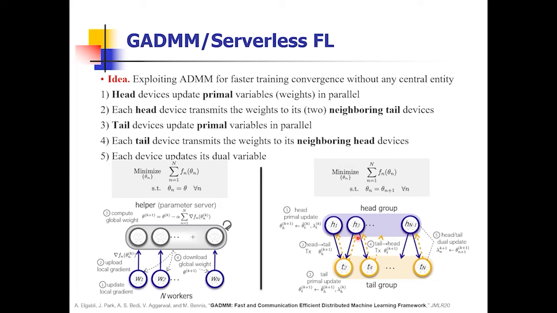The idea here is that we would have a set of workers, which we divide into a head group and a tail group. The head group includes the head indices of the workers, and likewise for the tail group. Now what we do is that every head device will update its primal variables in parallel. Then each head device will transmit its weights to its two immediate neighbors in the tail group. So if you take this head device, it transmits its model to two neighboring devices in the tail group. Consequently, the tail devices will update their primal variables in parallel, and then each tail device will likewise transmit its model, like you can see here in yellow, to its neighboring devices in the head group. This is essentially how the algorithm works.